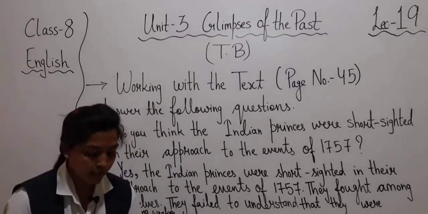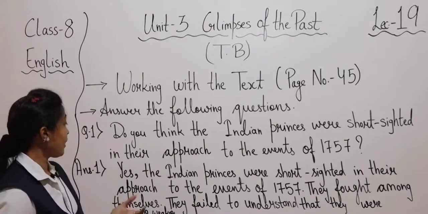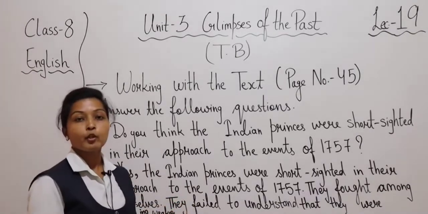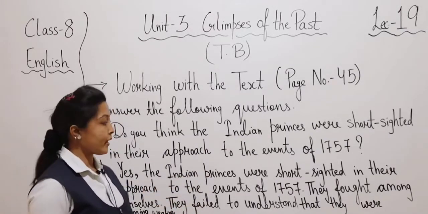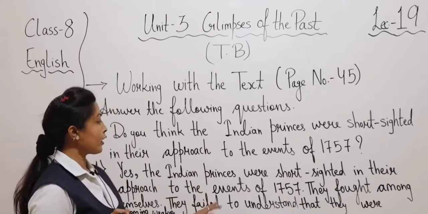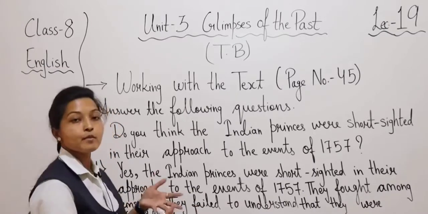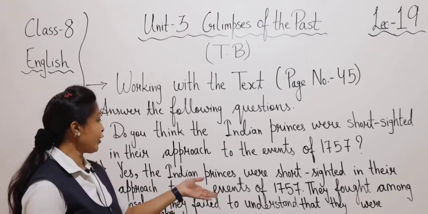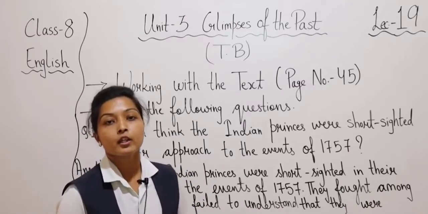So our answer is yes, and we are giving the reason for that yes. The Indian princes were short-sighted in their approach to the events of 1757. They fought among themselves only. They failed to understand that they were becoming weaker.